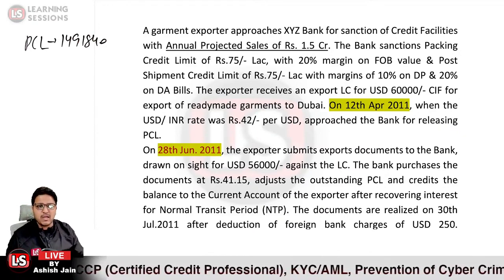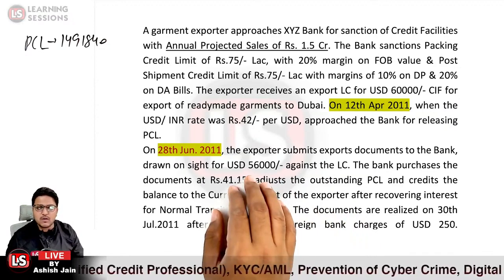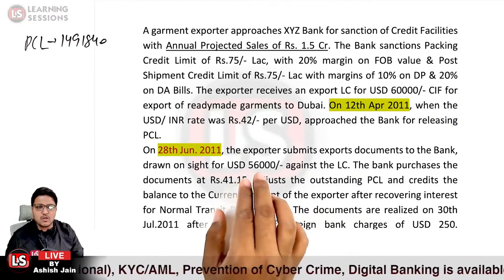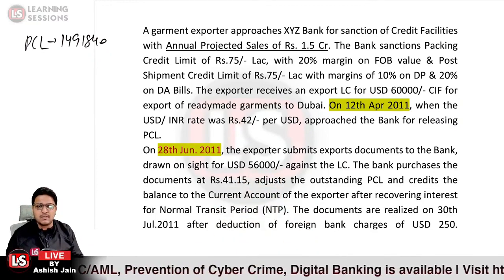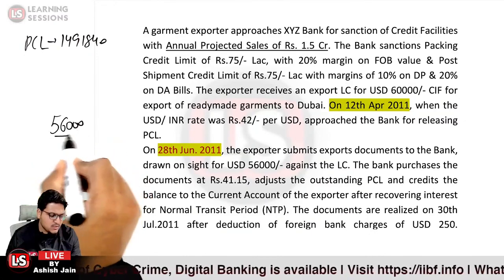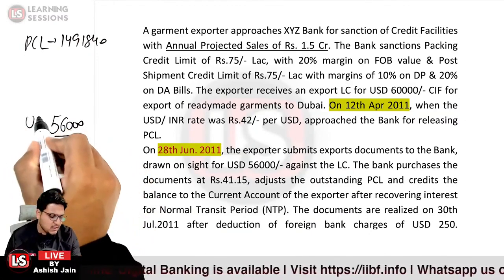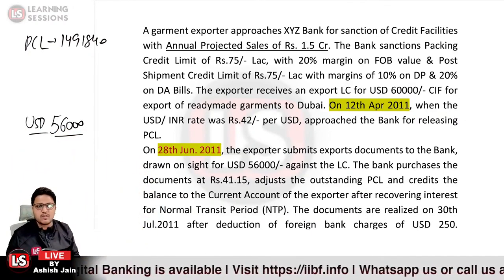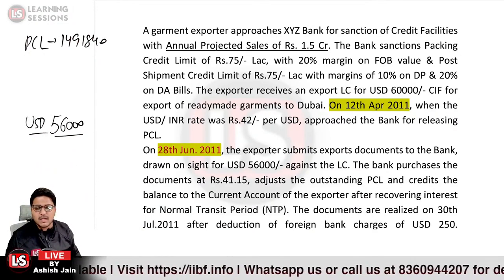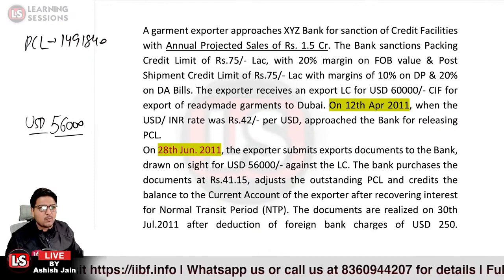And further, let me tell you what amount was mentioned in the sight LC. It was 56,000 USD, the amount of the LC that was drawn by the exporter. The bank purchases the documents at what price? The price over here is 41.15.